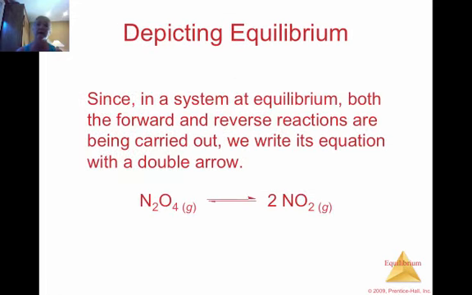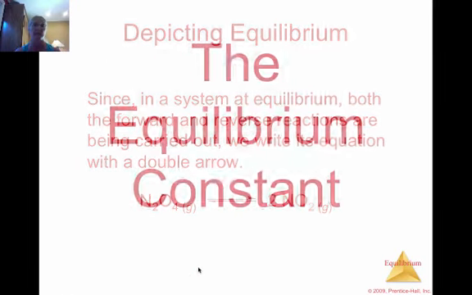We can represent this in an equilibrium equation as you see here. For expediency's sake, I often use a double-headed arrow, but it's really an arrow going left to right and an arrow going right to left, showing that both the forward, and this is by definition what we call forward, left to right, and the reverse reactions are happening simultaneously.